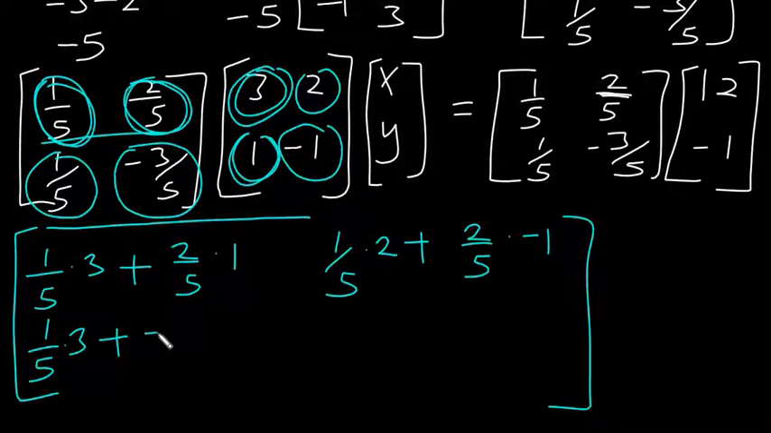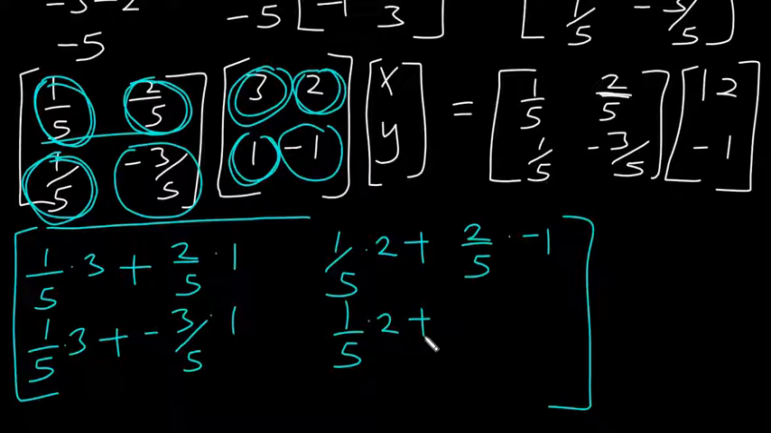So we have -3/5 multiplied by 1, and then finally for this last element, we're going to have a fifth multiplied by 2, and then we add it to negative 3/5 multiplied by negative 1. So we have negative 3/5 multiplied by negative 1.